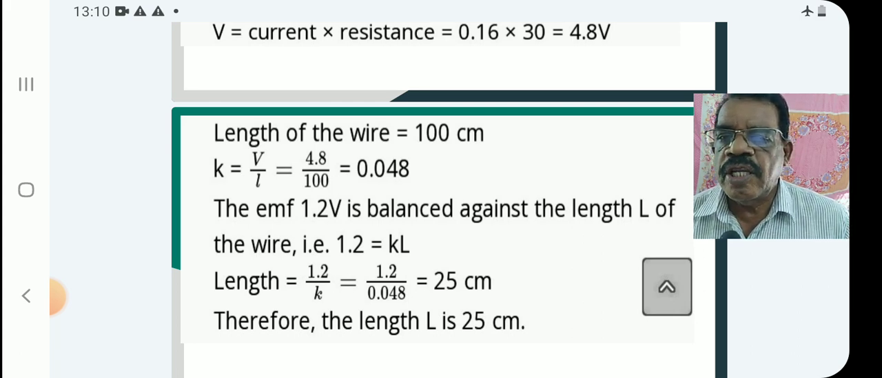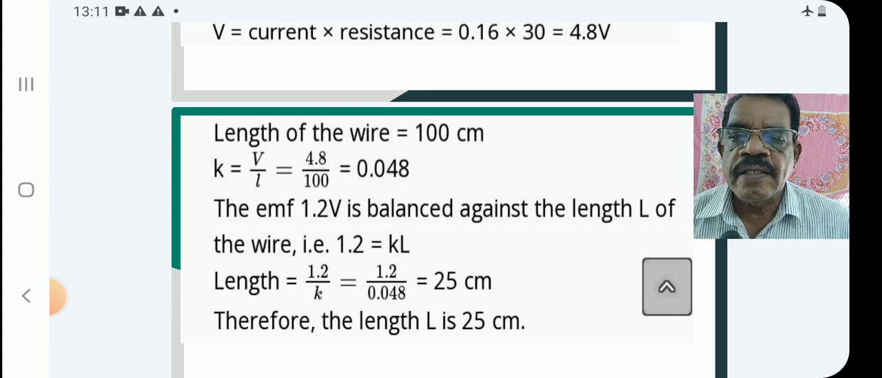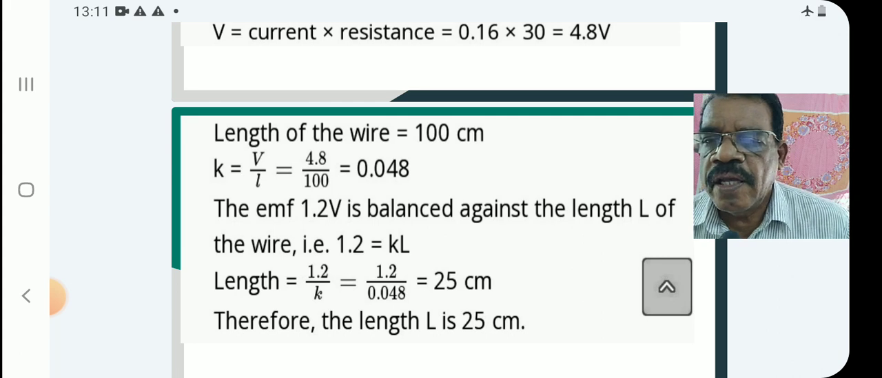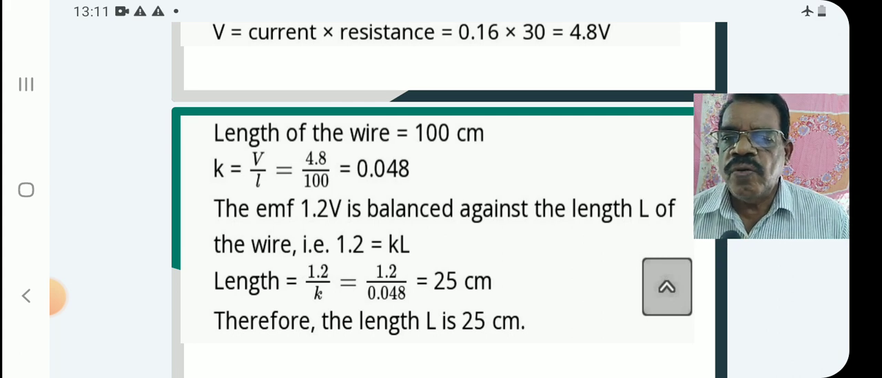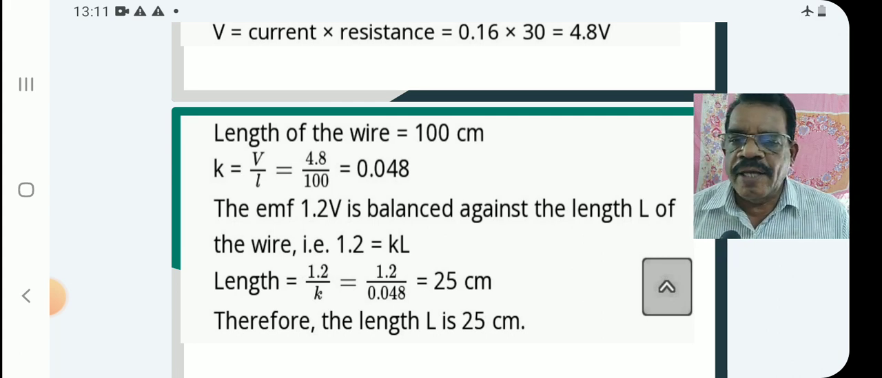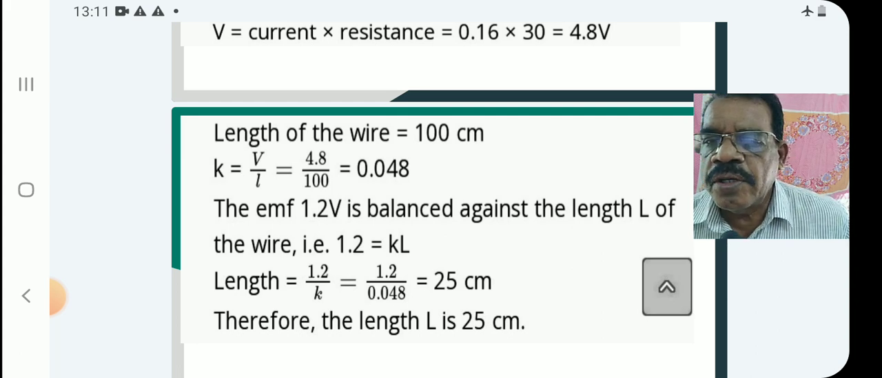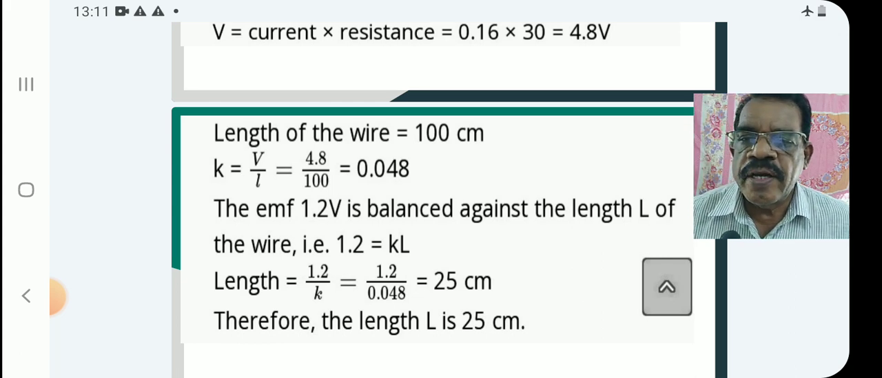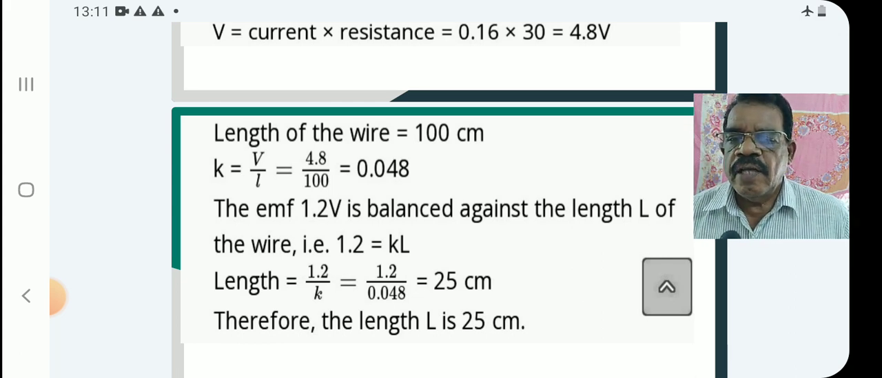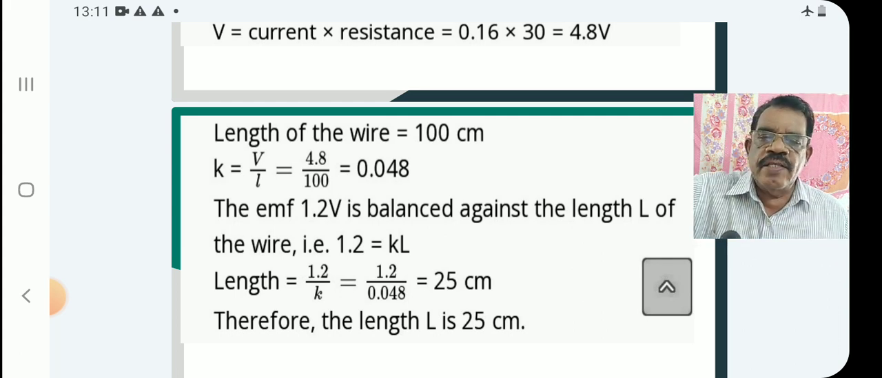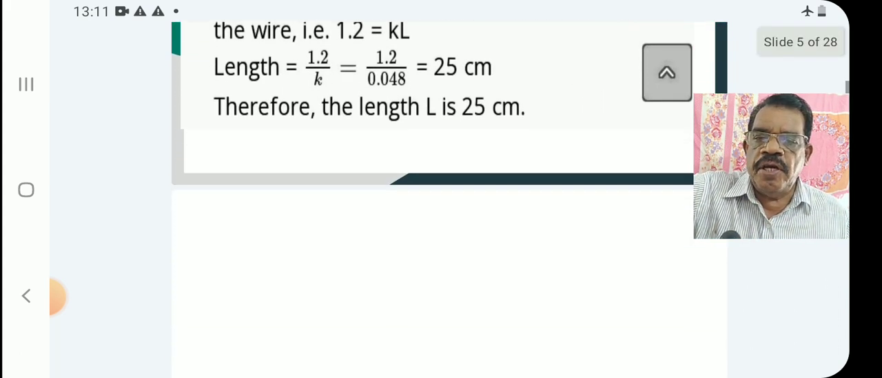0.048 volt per centimeter. The EMF 1.2 is balanced against the length L of the wire. That is 1.2 is K into L, the potential gradient into length of the wire. L is 1.2 by K, 1.2 by 0.048, that is 25 centimeter. Therefore, the balance length of the wire L is 25 centimeter.